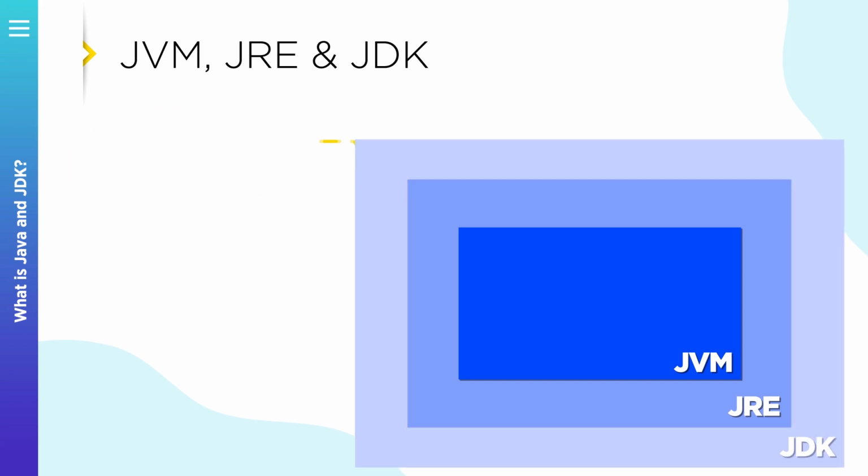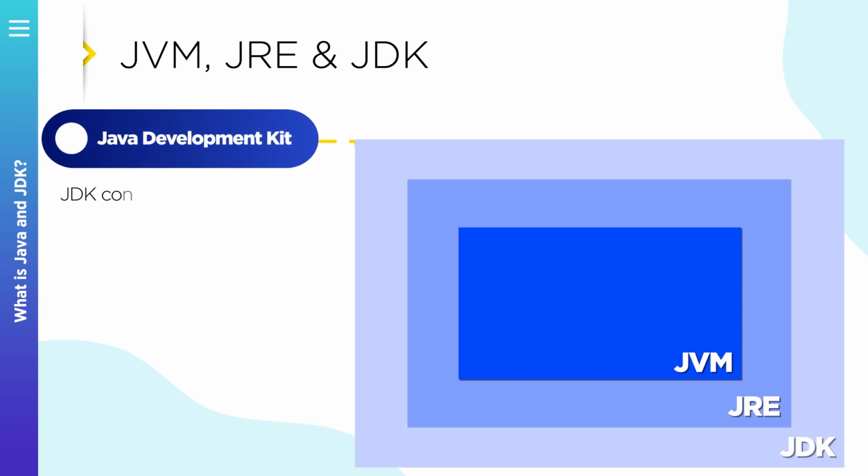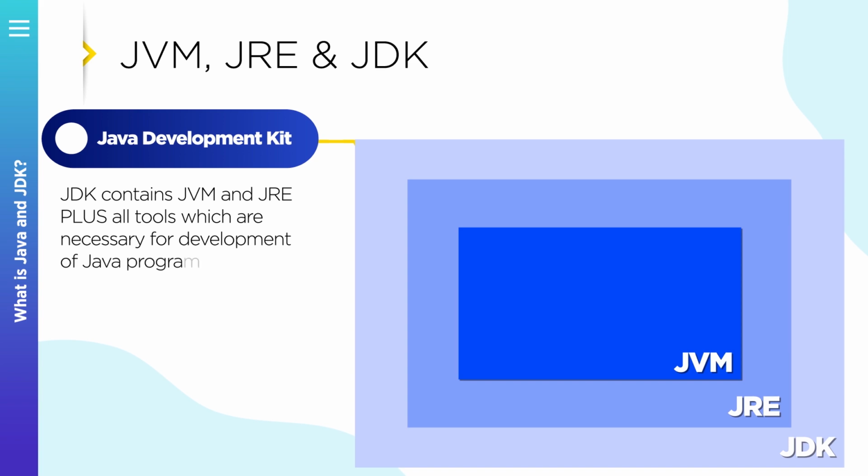JDK stands for Java Development Kit. JDK contains JVM and JRE plus all tools which are necessary for development of Java programs. For example, you need to have a compiler to compile your Java source code to bytecode. The compiler goes with JDK, but is not included in JRE.